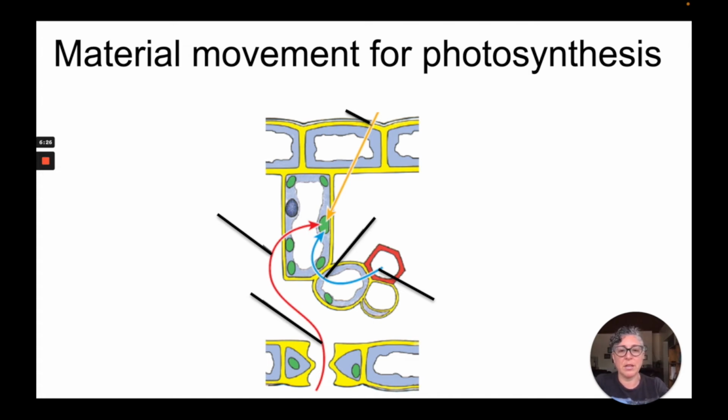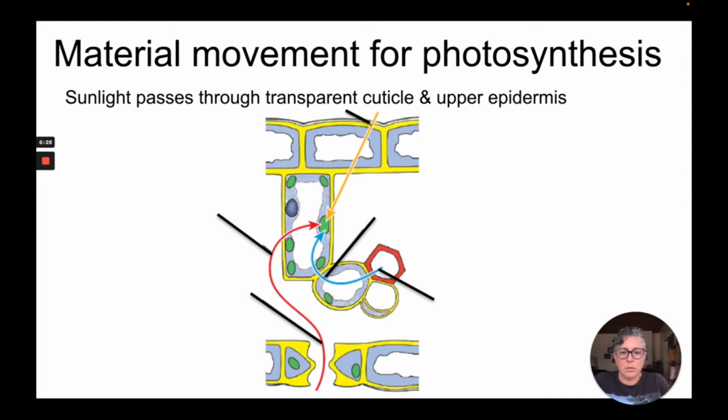All right, so let's briefly talk about how material is going to move for photosynthesis. Let's first take a look at the yellow or orange arrow. This represents sunlight that's going to pass through the transparent cuticle and the transparent upper epidermis in order to reach the chloroplasts in the palisade cells just below.